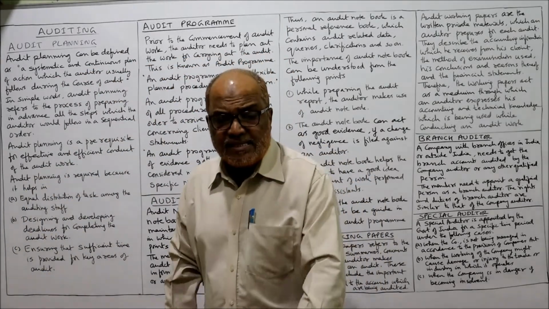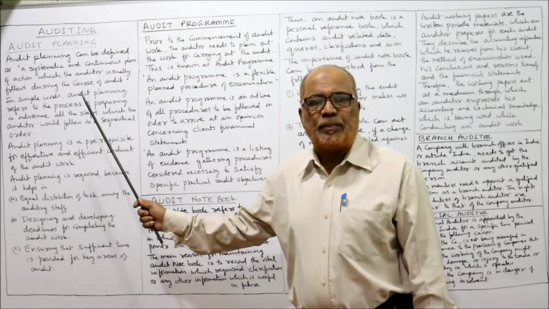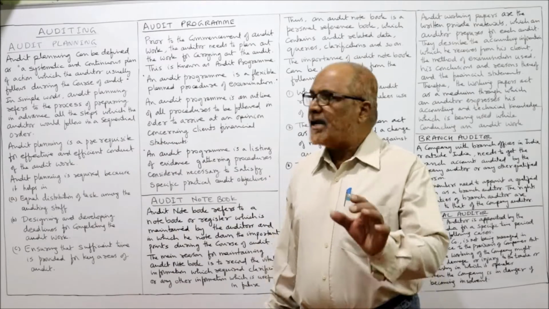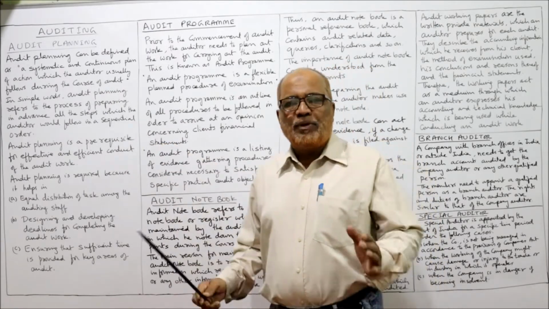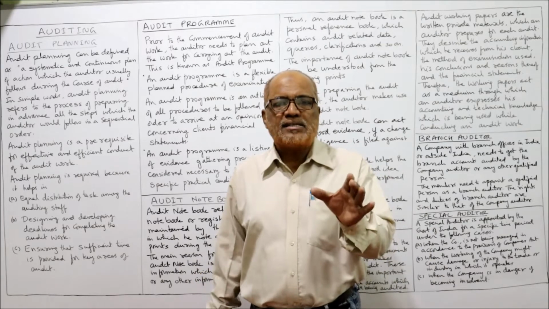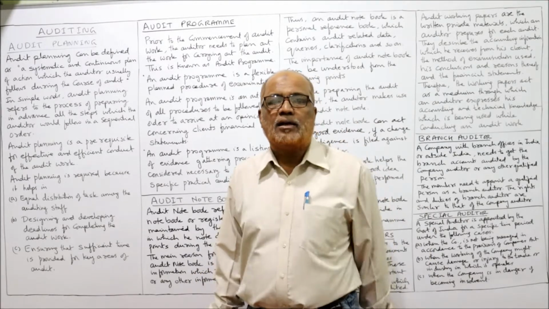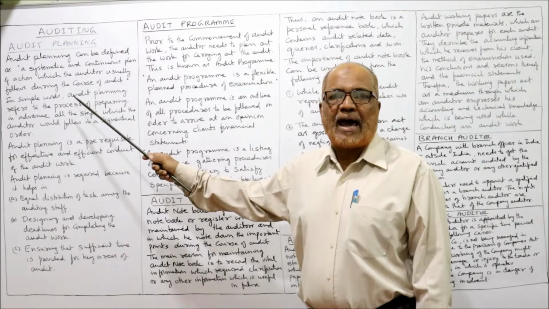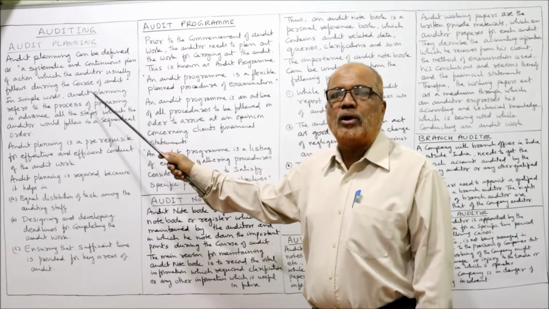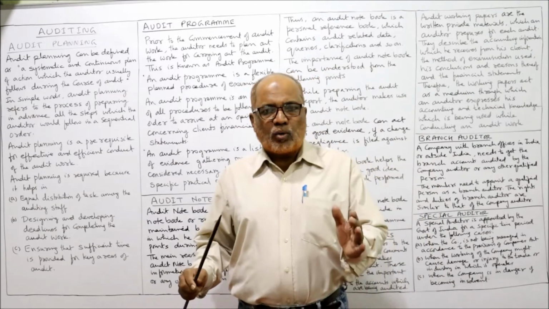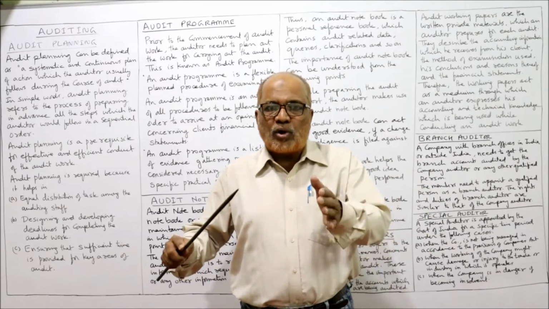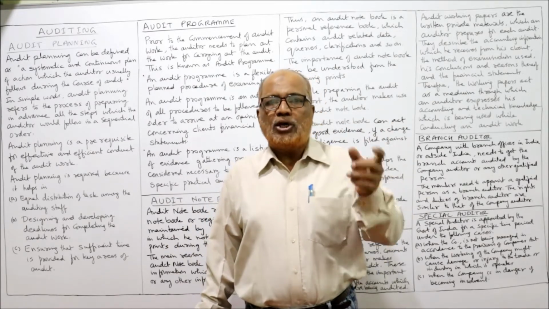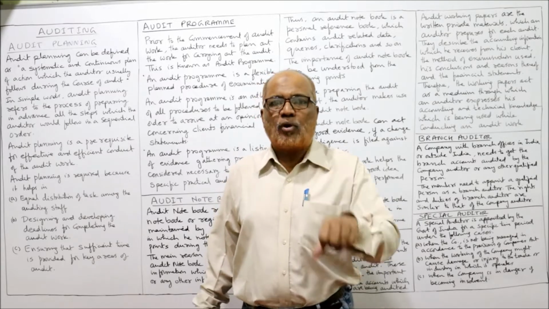Now I'll start with audit planning. The first topic is audit planning. Audit planning is defined as a systematic and continuous plan of action. Before conducting an audit, it is better to make a plan called an audit plan. It is a systematic and continuous plan of action which every auditor usually follows during the course of the audit. Usually every auditor will make it before the conduct of the audit.